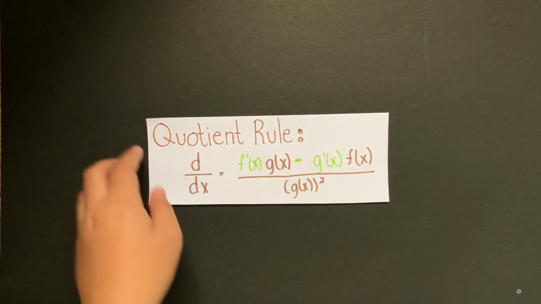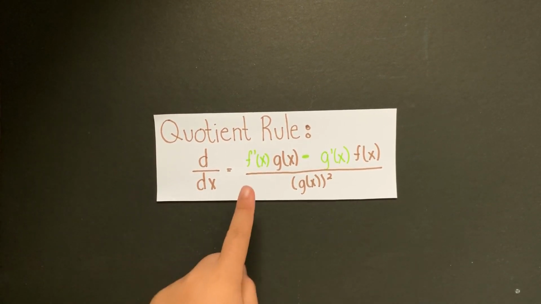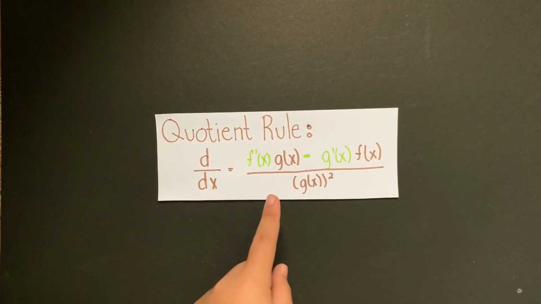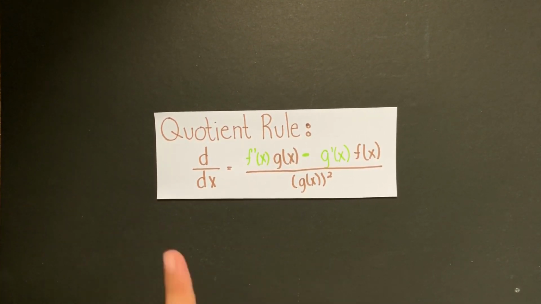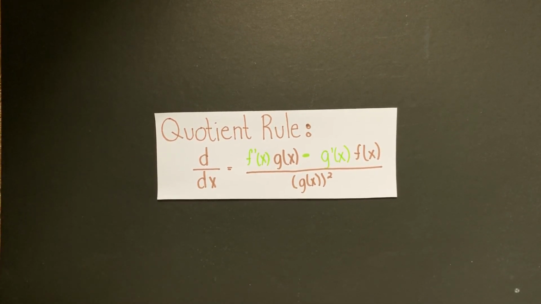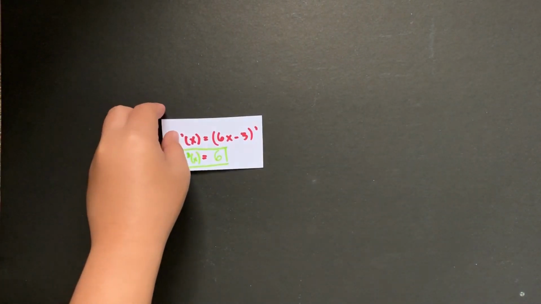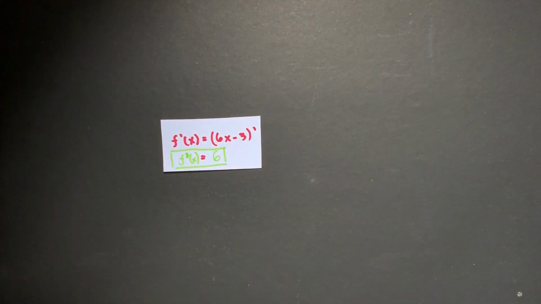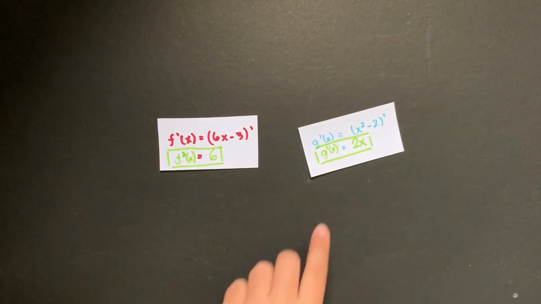Let us go back to the formula of the quotient rule. The derivative of f of x multiplied by g of x minus the derivative of g of x multiplied by f of x, all over g of x squared. Next, you need to solve the derivative of f of x and the derivative of g of x. We know that our f of x is 6x minus 3.